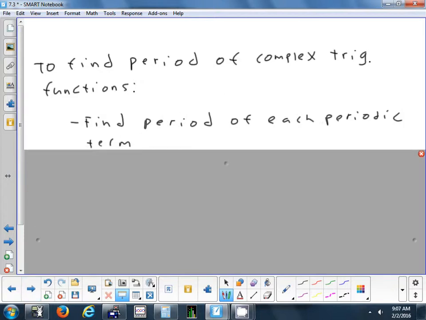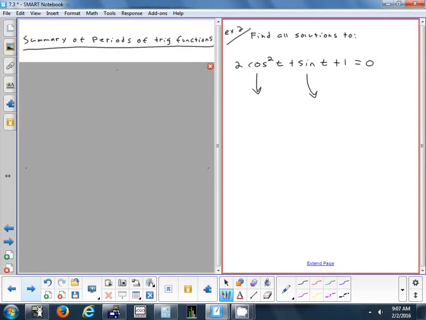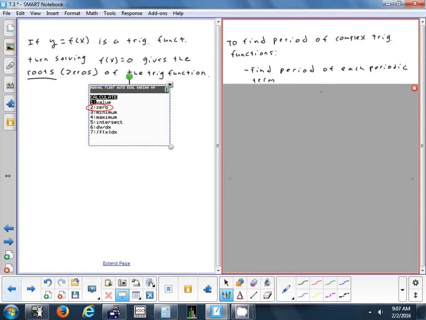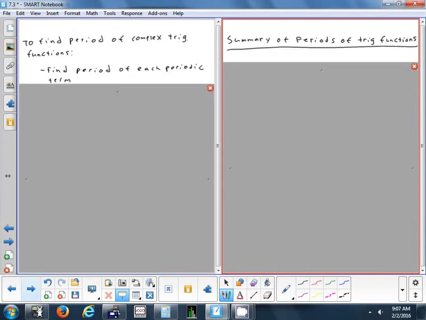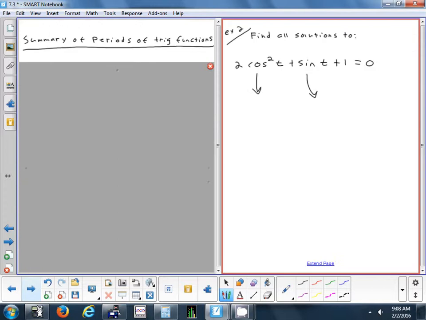All right, so now we have to figure out how to find the period of a more complex trig problem, like this one. The way you're going to do it is we're going to start by finding the period of each periodic term. So in the problem I just showed you, you're going to find the period of cosine squared, which I'm going to show you how to do, and then you're going to find the period of sine. These are your periodic terms. 1 is not a periodic term. 1 is just a number. Periodic terms are trig functions.